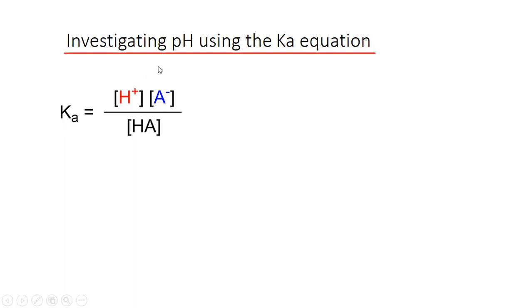So in order to isolate H plus, what we have to do is times it by the reciprocal of its neighbouring constituents that it's with. So the reciprocal here is HA over A minus. And the reason timesing it by this works to isolate H plus is because we have A minus over A minus, HA over HA, and overall this cancels down to 1, and then 1 times H plus is H plus.